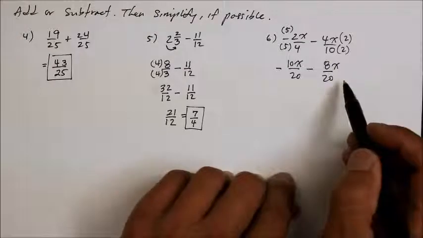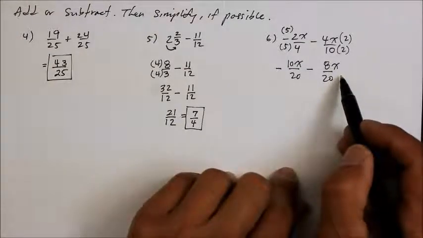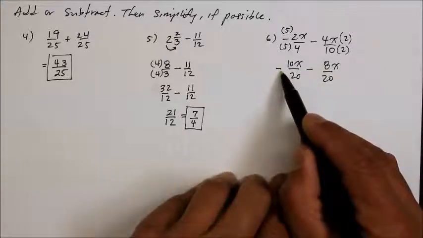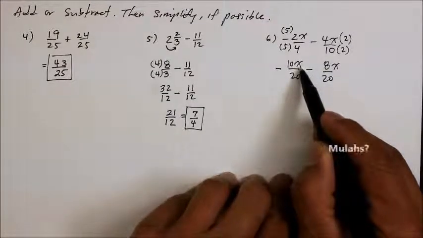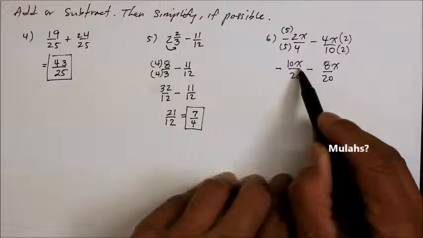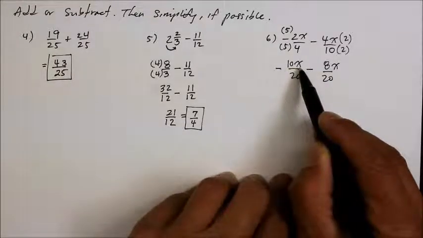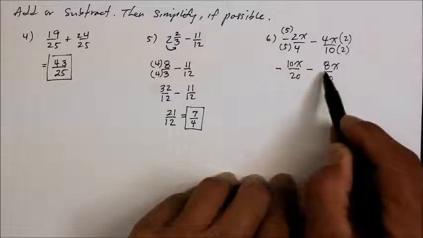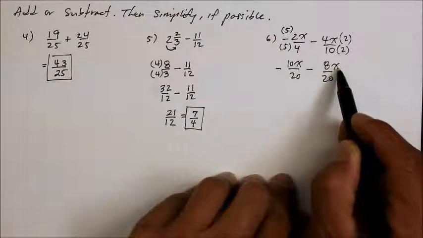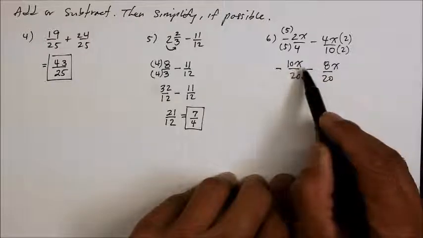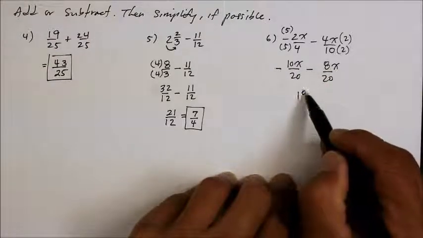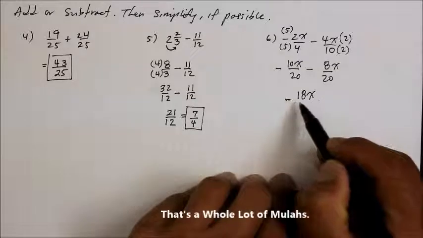Now check this out. Just like talking about money in the bank. You owe the bank 10 dollars. And you take out 8 more dollars. How many dollars do you owe the bank? 10x and 8x is 18x. And that's what you're going to owe the bank.